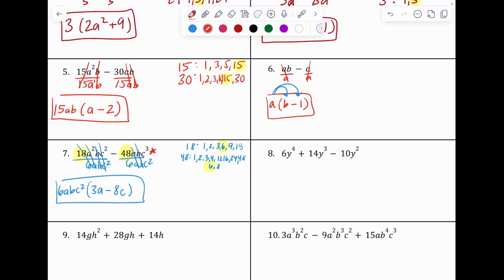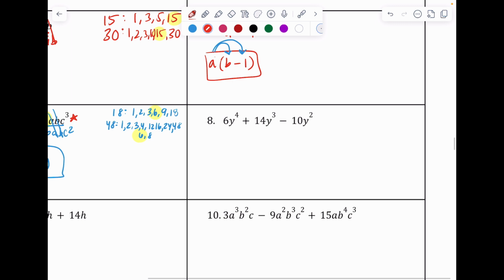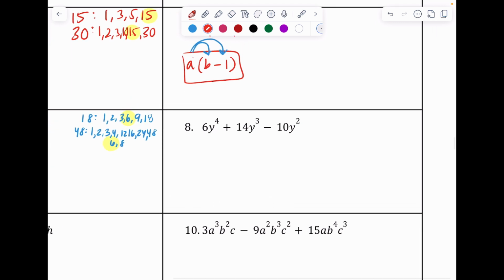Okay, number 8. This is where I think about, okay, what numbers... If I'm looking at this, I want to know my greatest common factor. If I look at this, I have 6. What numbers go into 6? 1, 2, 3, and 6.